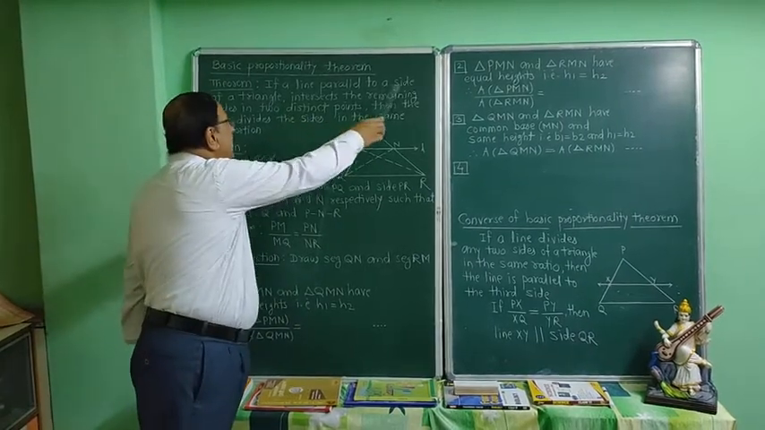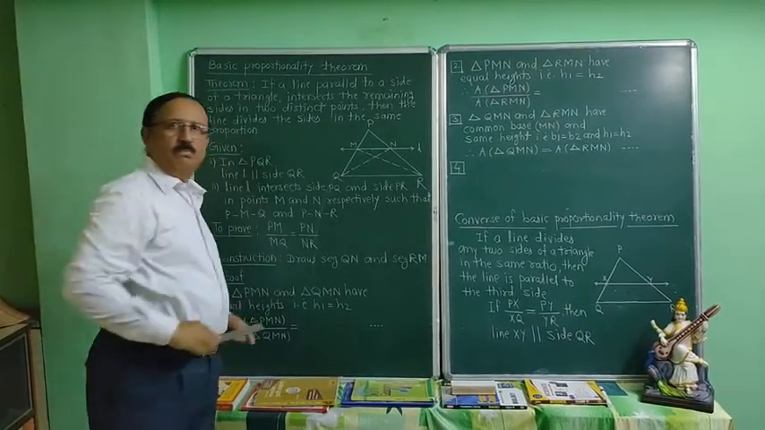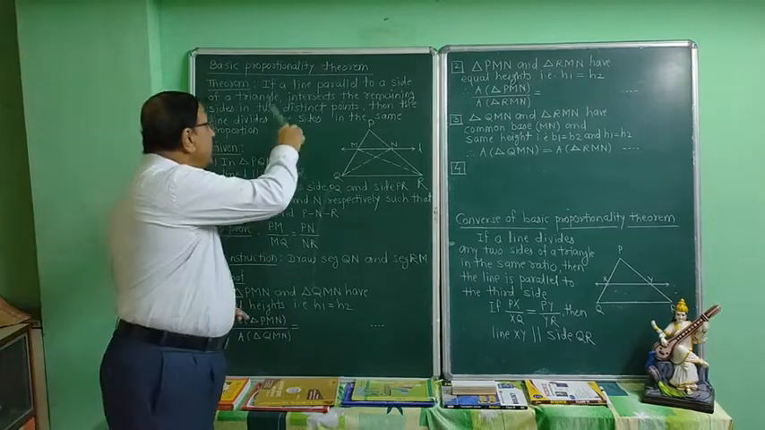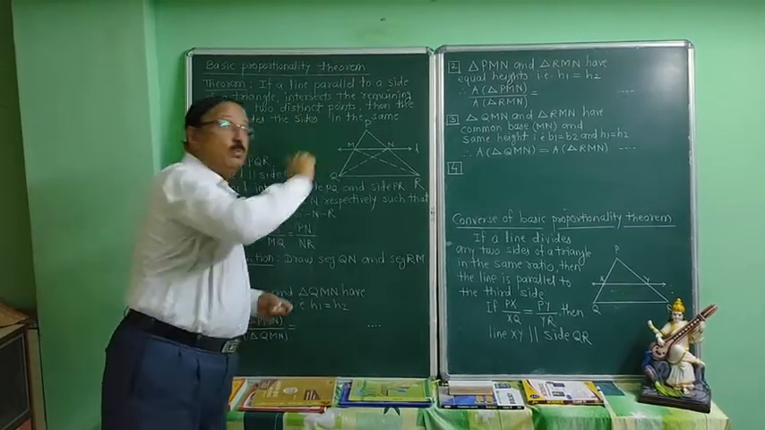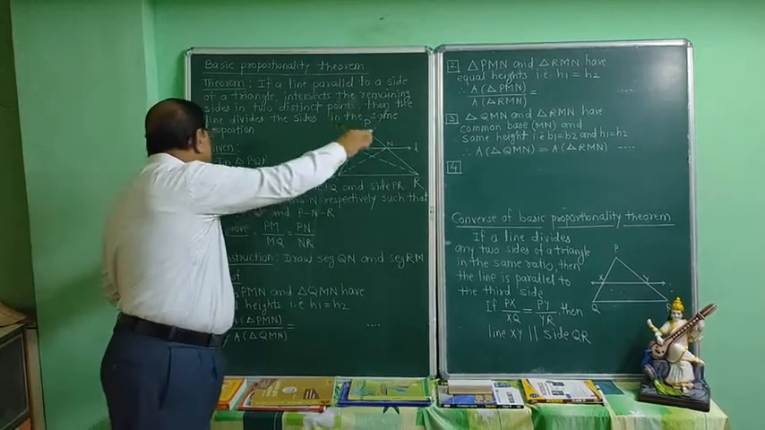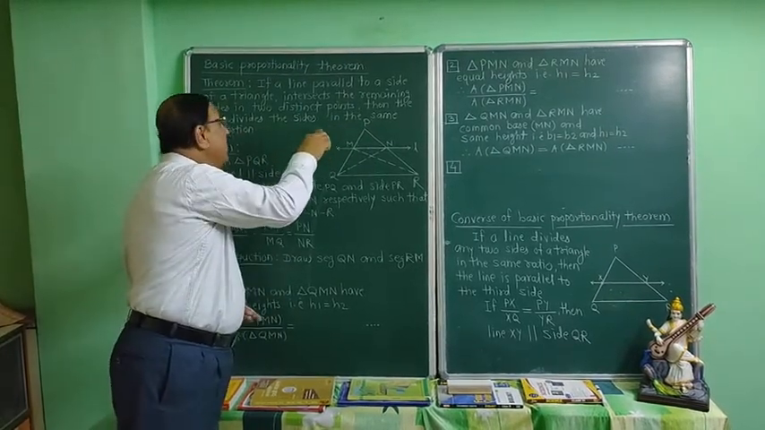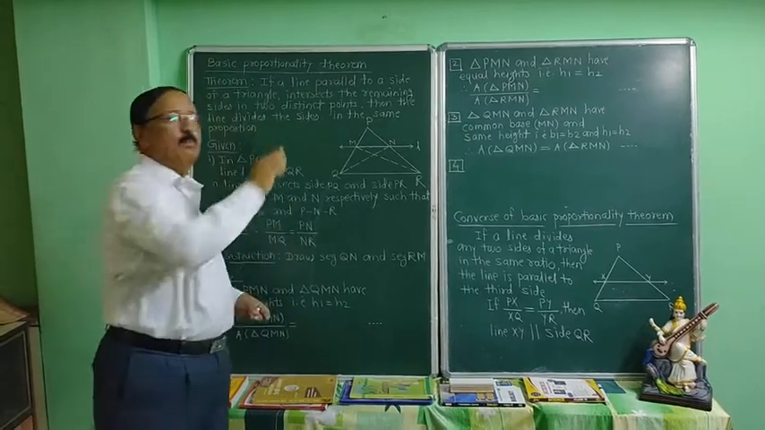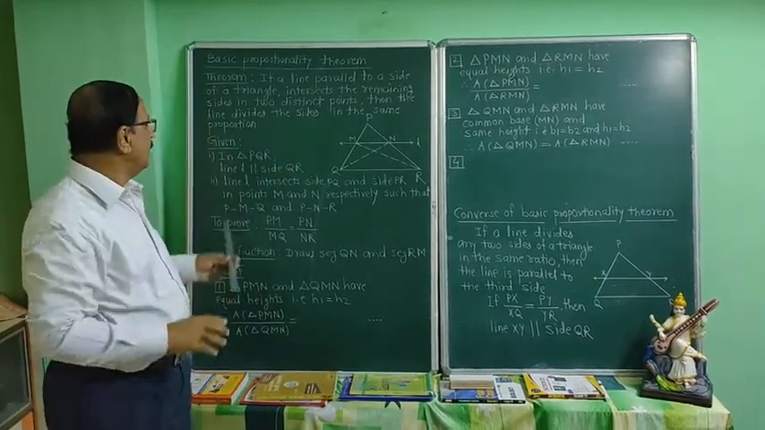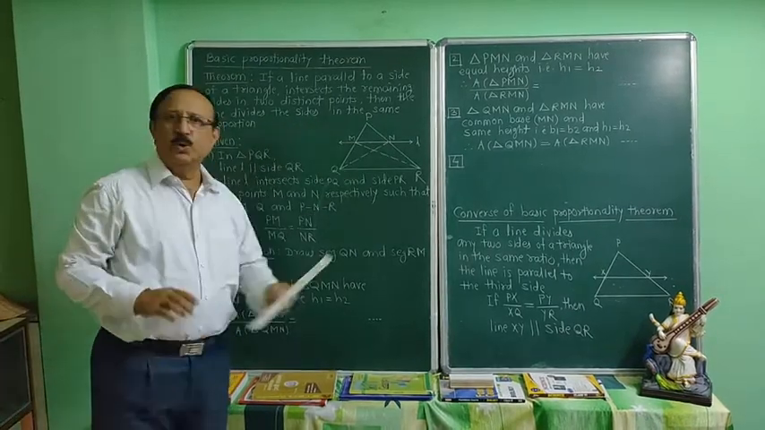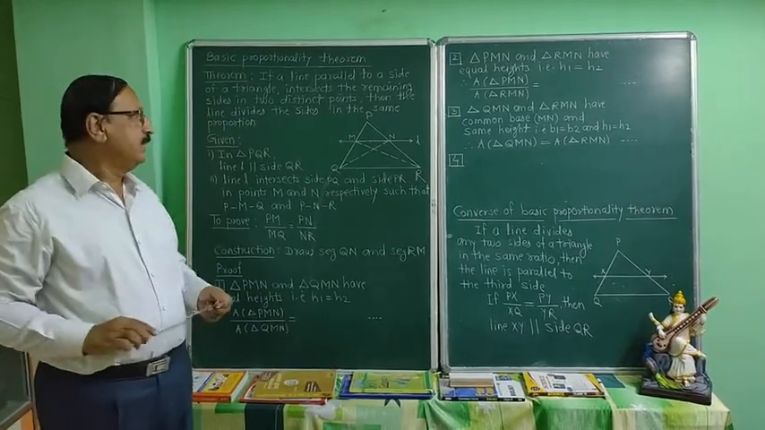If a line parallel to a side of a triangle intersects the remaining two sides in two distinct points, then the line divides the sides in the same proportion. This is the statement of the basic proportionality theorem. And now we are going to prove the theorem.